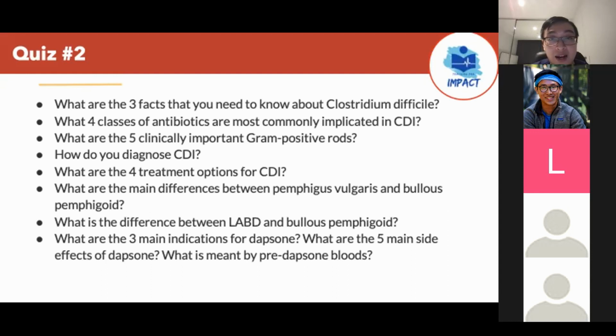Main differences between pemphigus vulgaris and bullous pemphigoid. Pemphigus vulgaris is potentially life-threatening. Bullous pemphigoid is less severe but annoying.